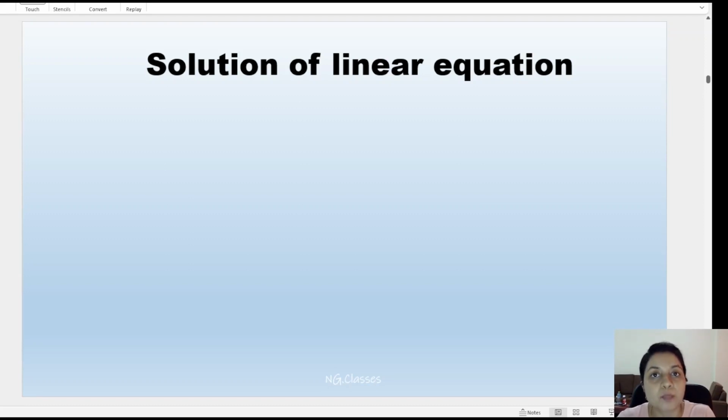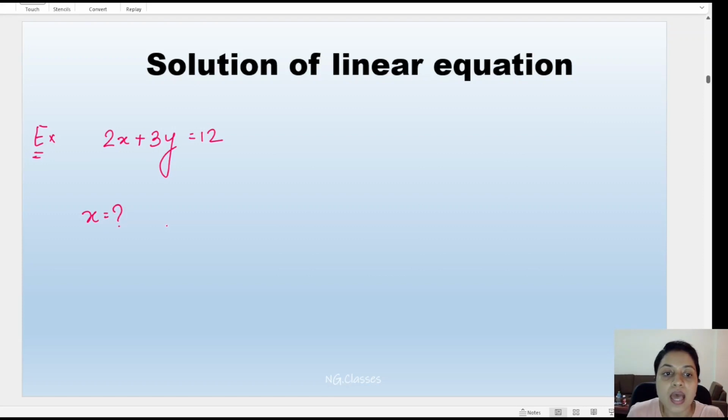Let's take one example of linear equation in 2 variable. So suppose we are having twice x plus 3y is equals to 12. Now here, instead of one value, we will get two value. One value for x and one value for y, right? Which will be written in the form x value comma y value, and that's called ordered pair. So here we will get the solution in ordered pair.